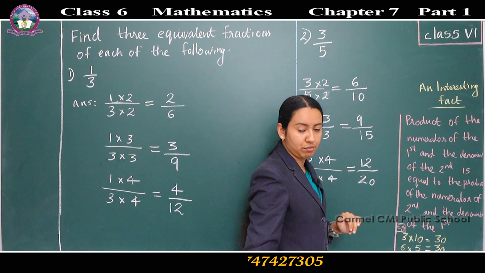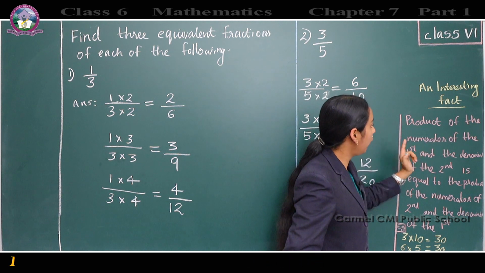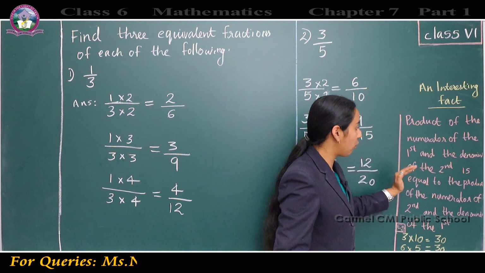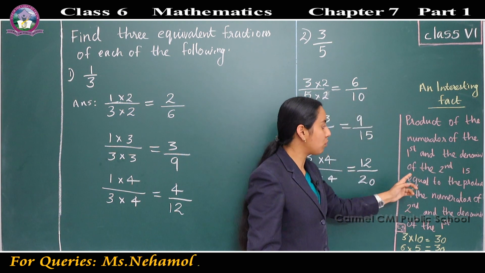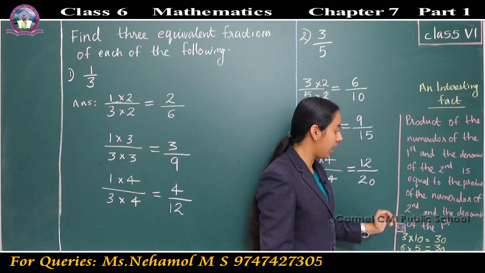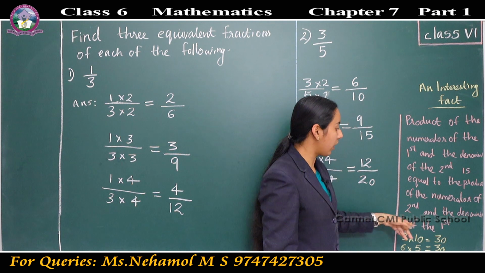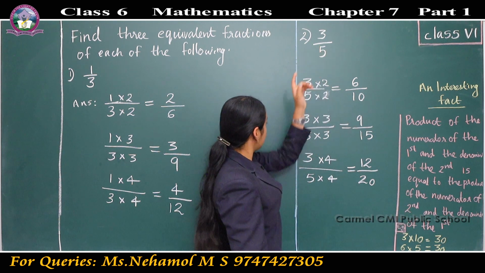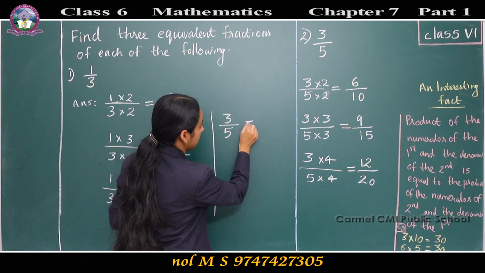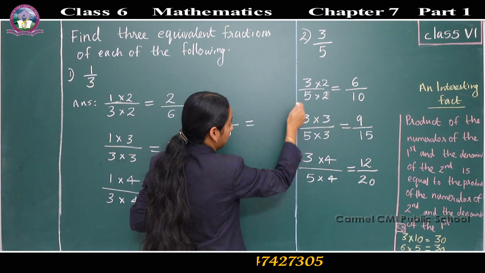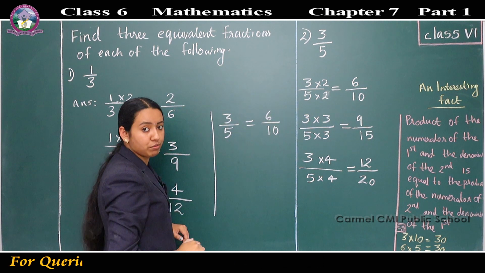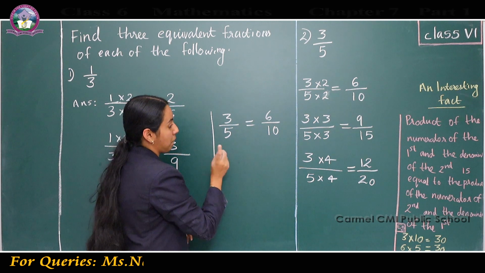Now, an interesting fact. The product of the numerator of the first and the denominator of the second is equal to the product of the numerator of the second and the denominator of the first. That means consider this number. We got 3 by 5 is equivalent to 6 by 10. 6 by 10 is an equivalent fraction of 3 by 5.